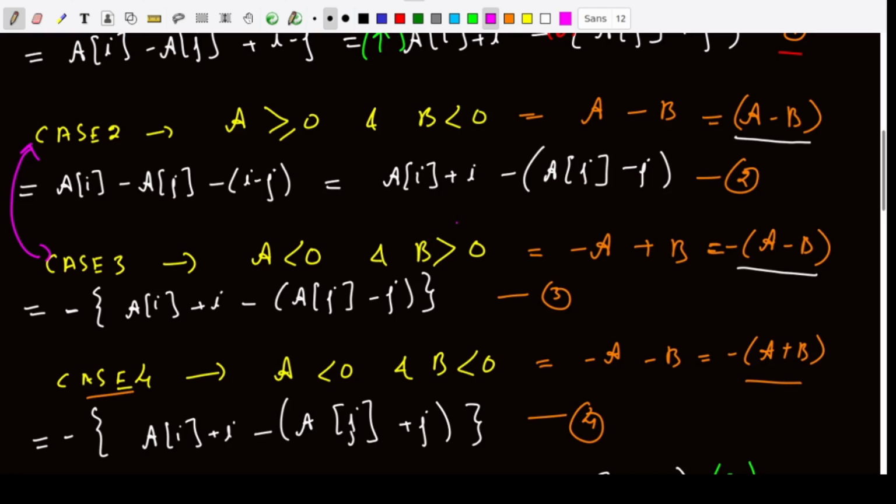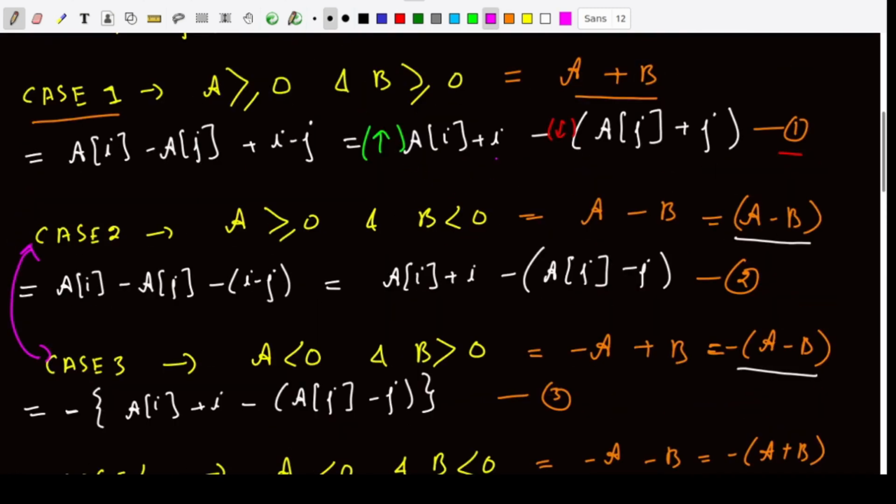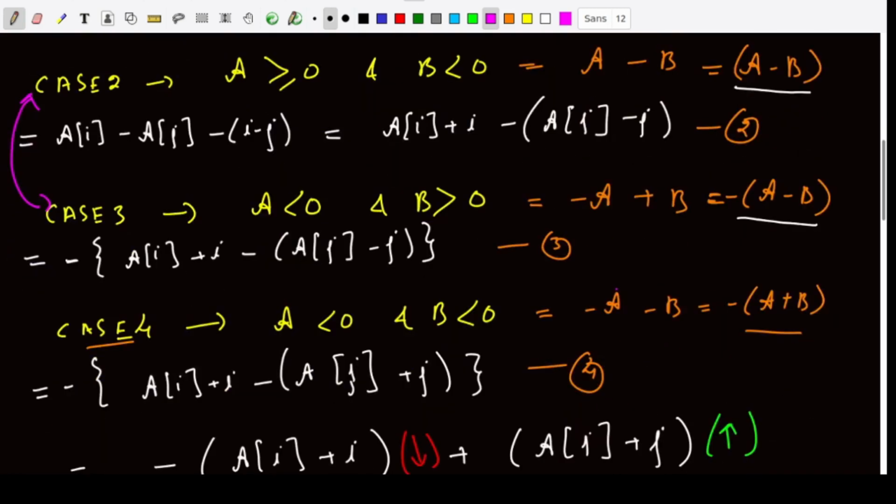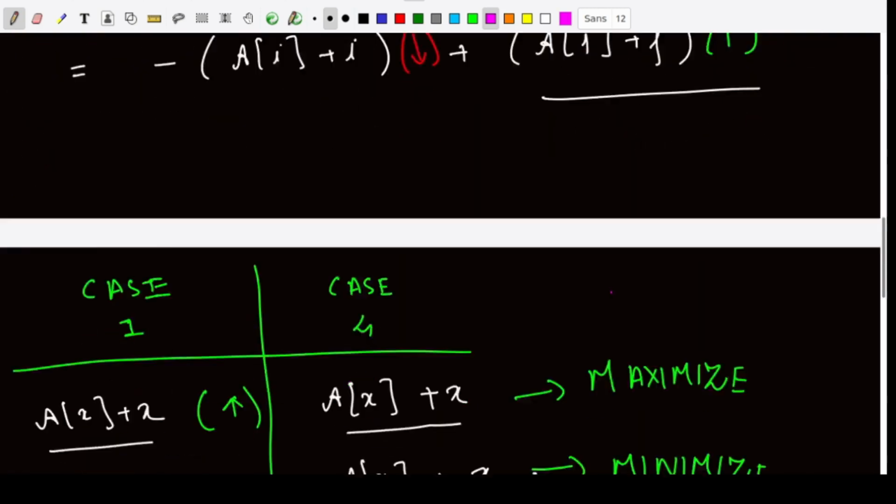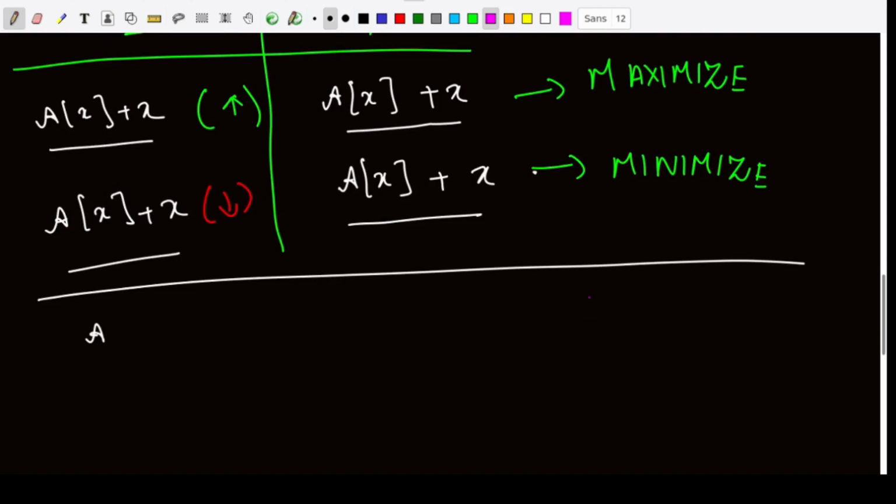So the first case is ai plus I and aj plus j. We have to maximize and minimize these cases. And in the second one, which is ai plus I and aj minus j. So these are the terms we have to operate on. And now let us understand it a bit further with the help of an example.